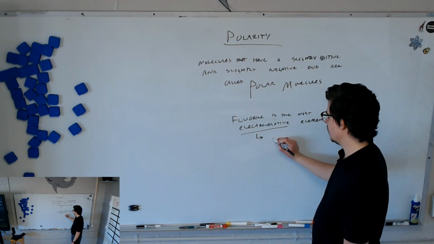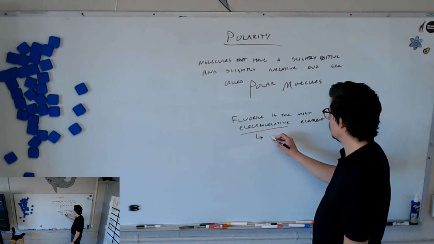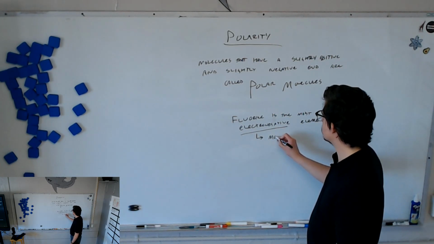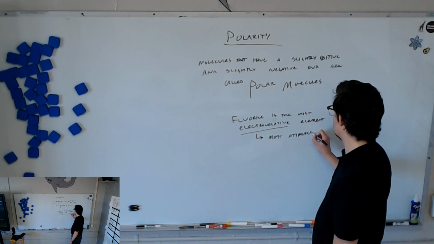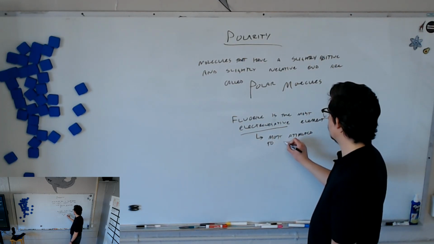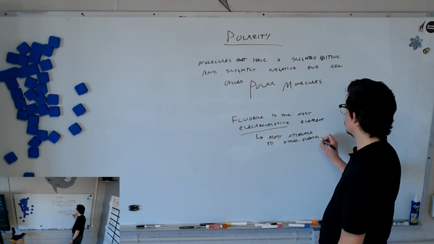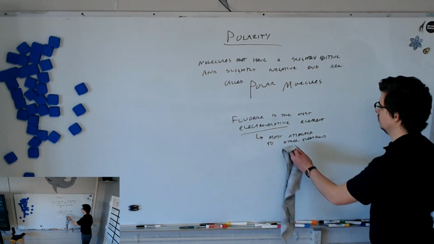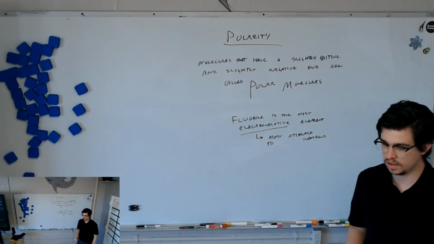I'm hesitant to put how badly it wants another electron, but let's just put most attracted to other electrons, right? It really wants another electron. We'll just put electrons. Most attracted to electrons. It really wants another electron.